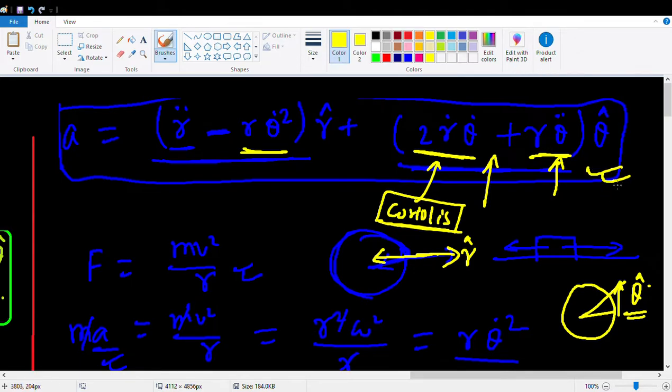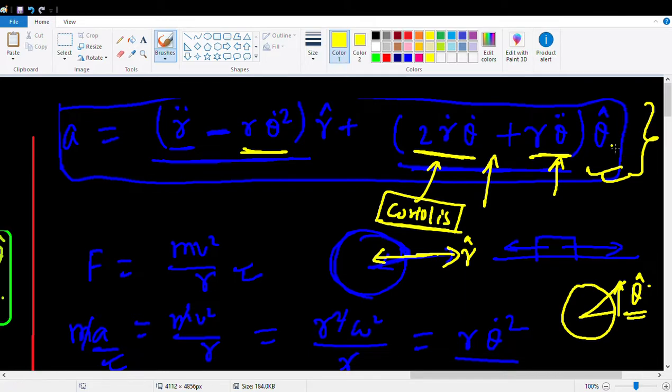So whenever you are forced to study the rotation of any object, you have to always move towards the polar coordinate system. And the polar coordinate system gives you a powerful tool. Without needing much physics, you can easily write the equation of motion for any kind of object.